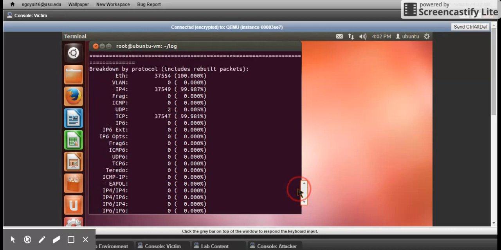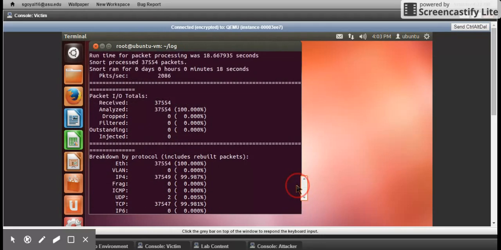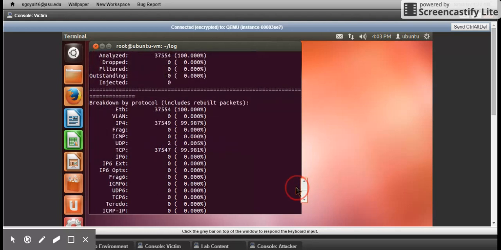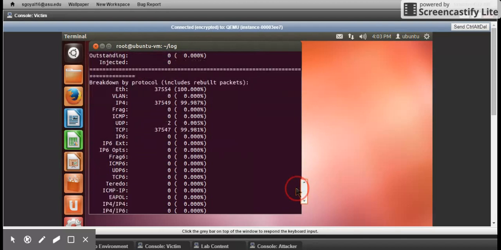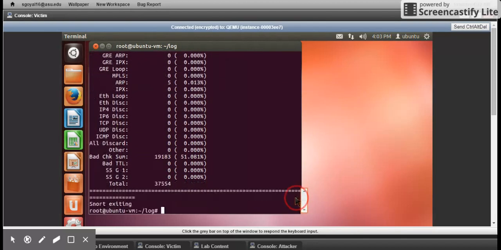If we check the analysis of Snort here, there were a total of 37,554 packets which were received and analyzed. Then 19,000 of them, that is 51%, had bad checksums. So they were basically crafted messages having bad checksums. So this concludes task 3.